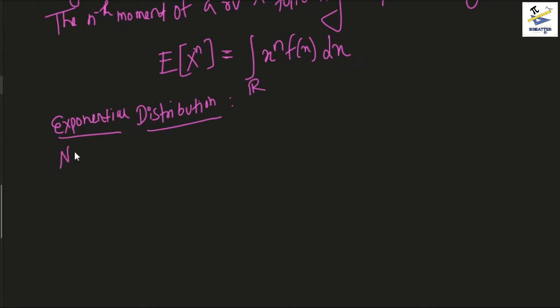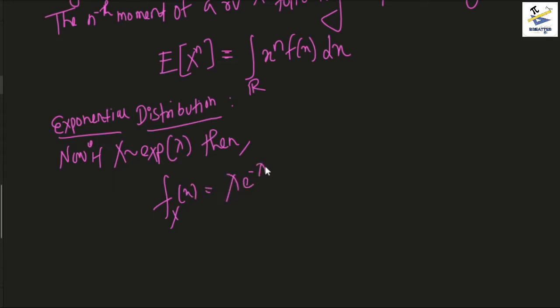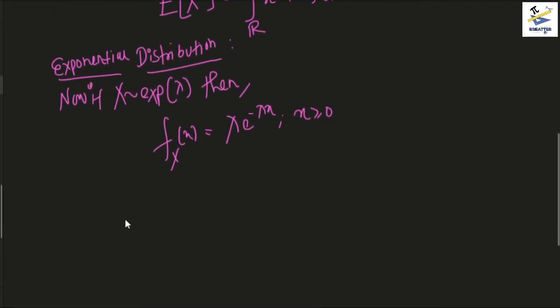Now if X follows exponential of lambda, then this PDF is already predefined for an exponential distribution, so it's a matter of memorizing it. And we already saw in the last video how this is actually a PDF, because we did check that the total probability was 1, and we also checked that the function is non-negative.